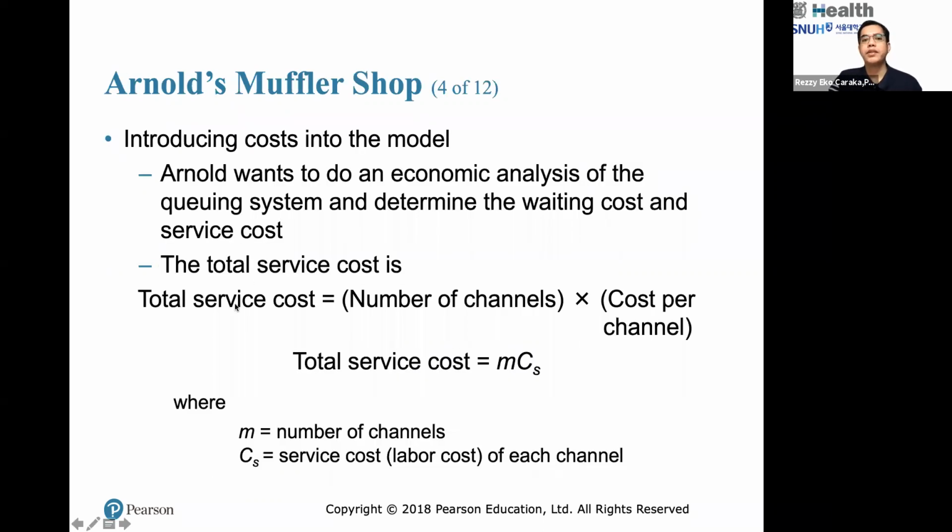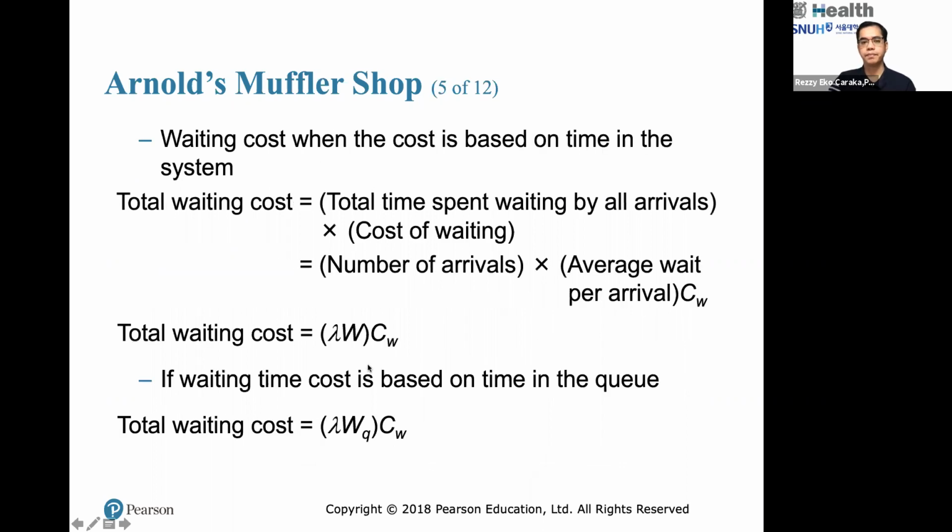We're still talking about Arnold's Marble Shop. This is about introducing cost into the model. Arnold wants to do an economic analysis of the queuing system and determine the waiting cost and the service cost. Total service cost is the number of channels multiplied by the cost per channel. So the total service cost is m times Cs, where m is the number of channels and Cs is the service cost or labor cost of each channel. So you can calculate this total service cost.